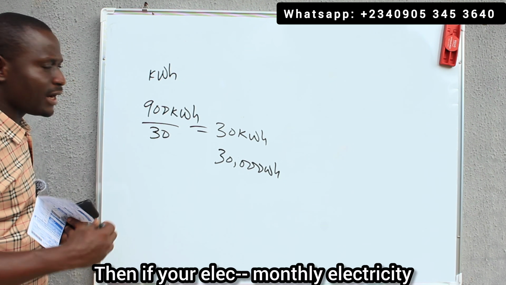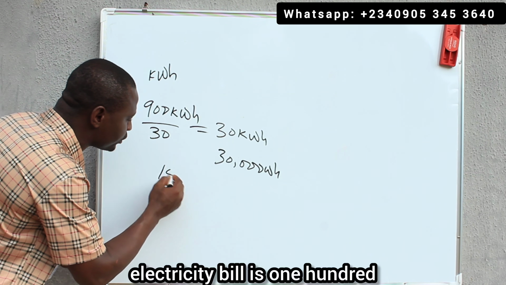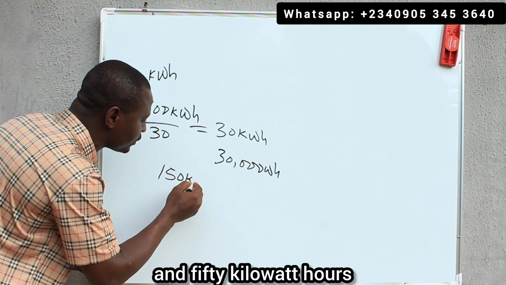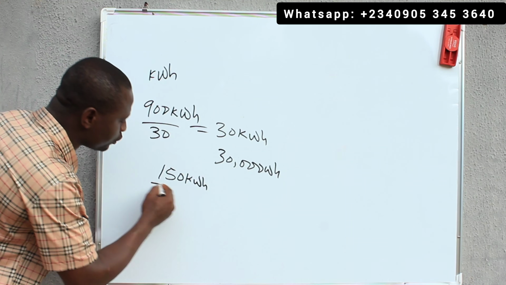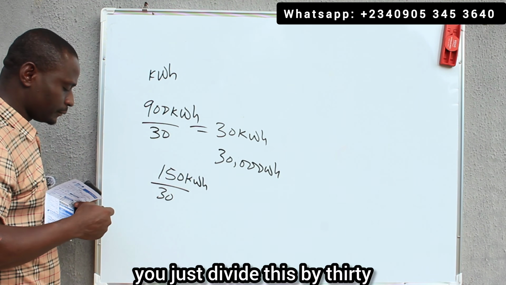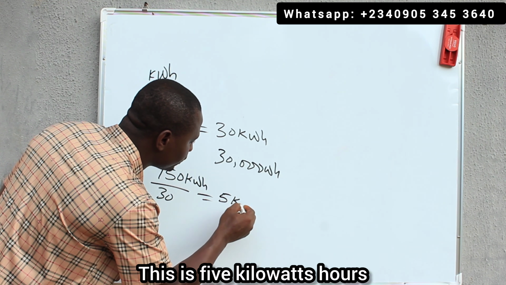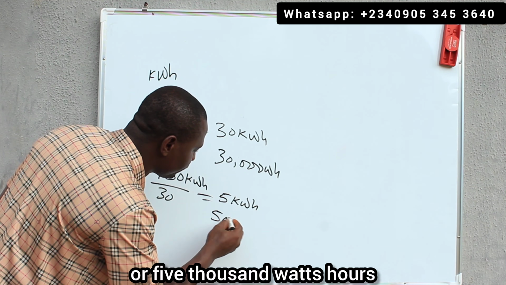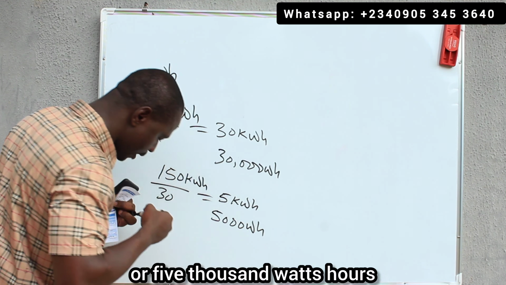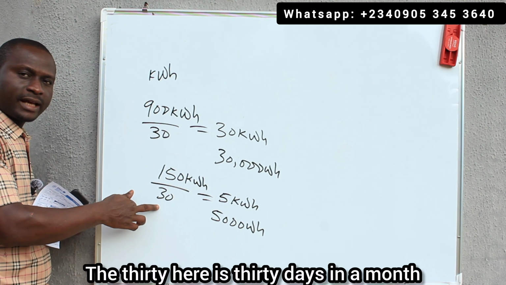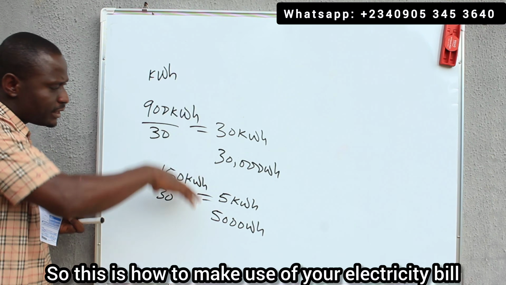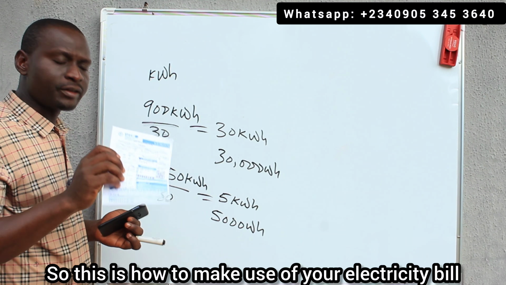Then if your monthly electricity bill is 150 kilowatt hours, you just divide this by 30. This is 5 kilowatt hours or 5,000 watt hours. The 30 here is 30 days in a month. So this is how to make use of your electricity bill.